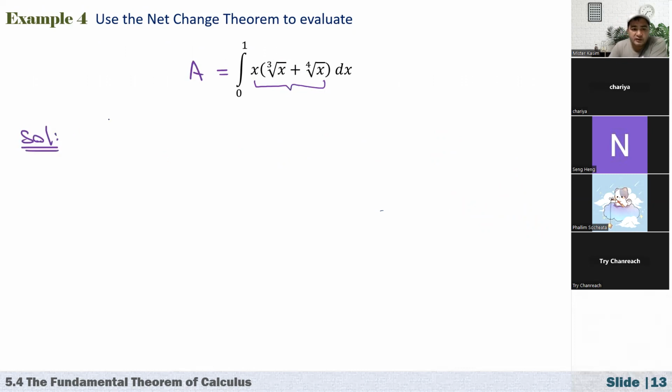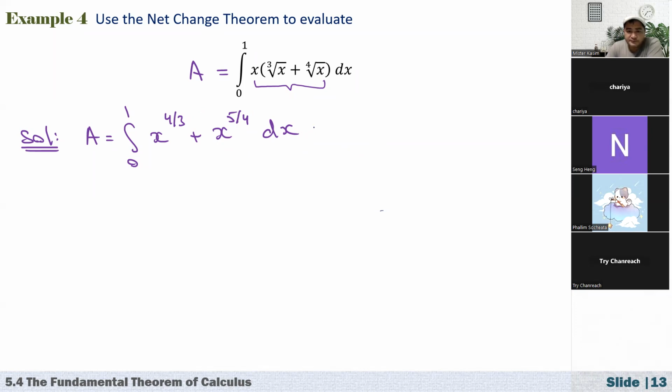Okay, solution. First, let me simplify this. The net change is from 0 to 1 of x to the power of 1 plus 1 over 3, so here we have 4 over 3 in power, plus x to the power of 1 plus 1 over 4. That is x to the power of 5 over 4, and here we have dx, right? So to find the net change, again, we just need to evaluate this definite integral.